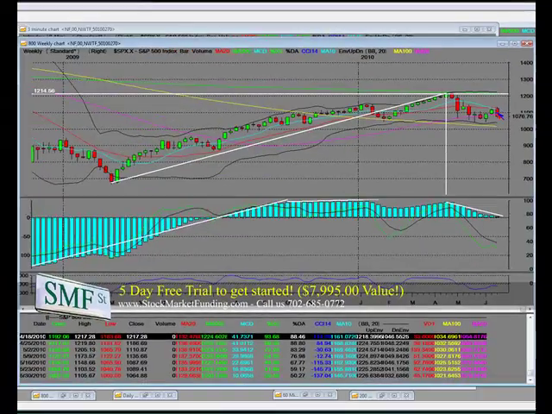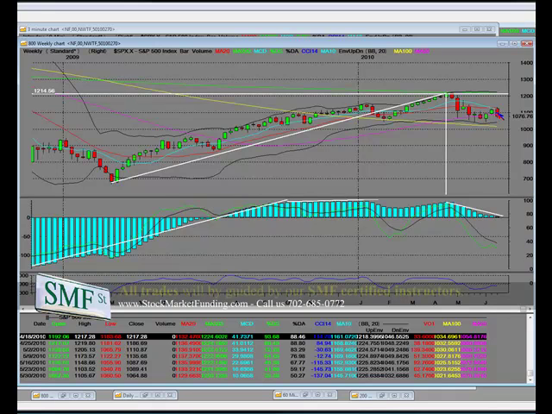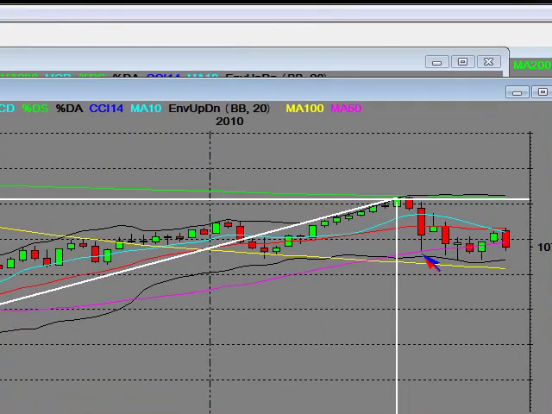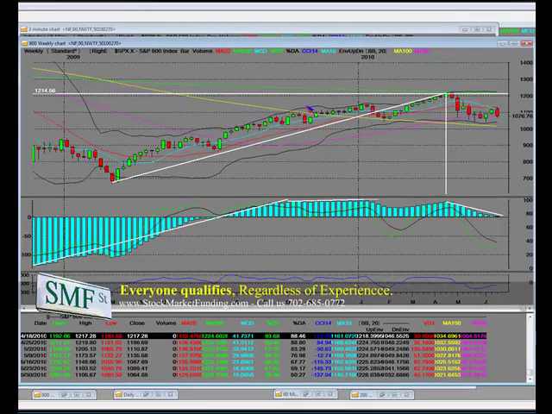You don't have to worry about all the pundit talk on TV and all the financial myths or whatever people are preaching and promoting. What you really want to be aware of here is why this S&P is going to go a lot lower.